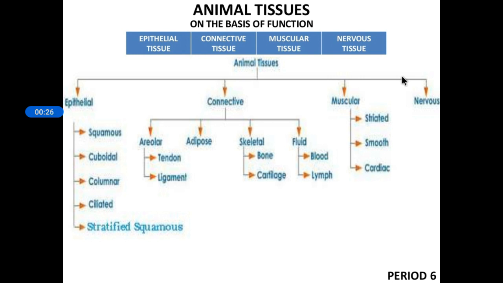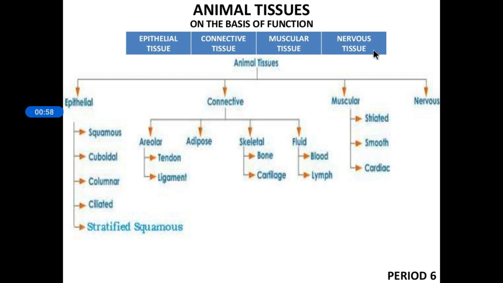In animal tissues, here also a group of cells work together to perform similar functions that make up the animal tissues. Some examples are blood, muscles, and nerves. On the basis of the functions they perform, there are different types of animal tissues such as epithelial tissue, connective tissue, muscular tissue and nervous tissue.